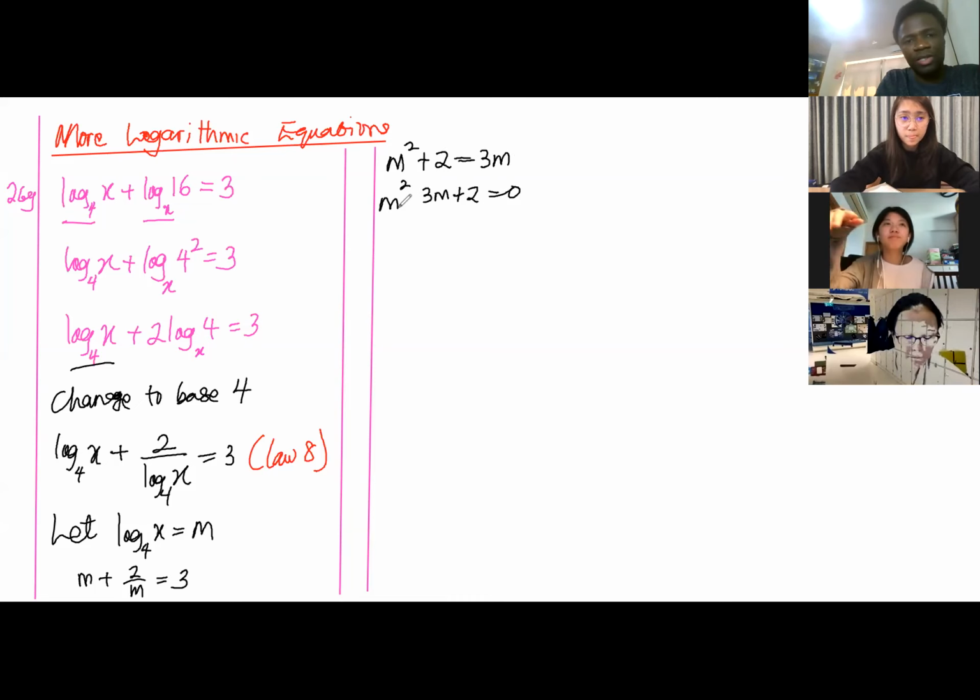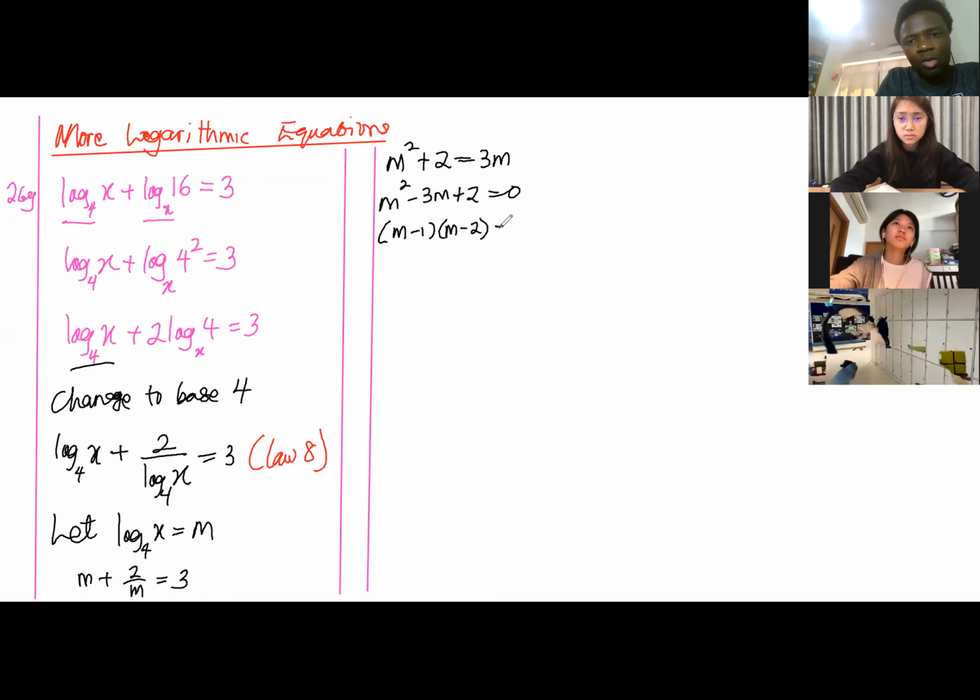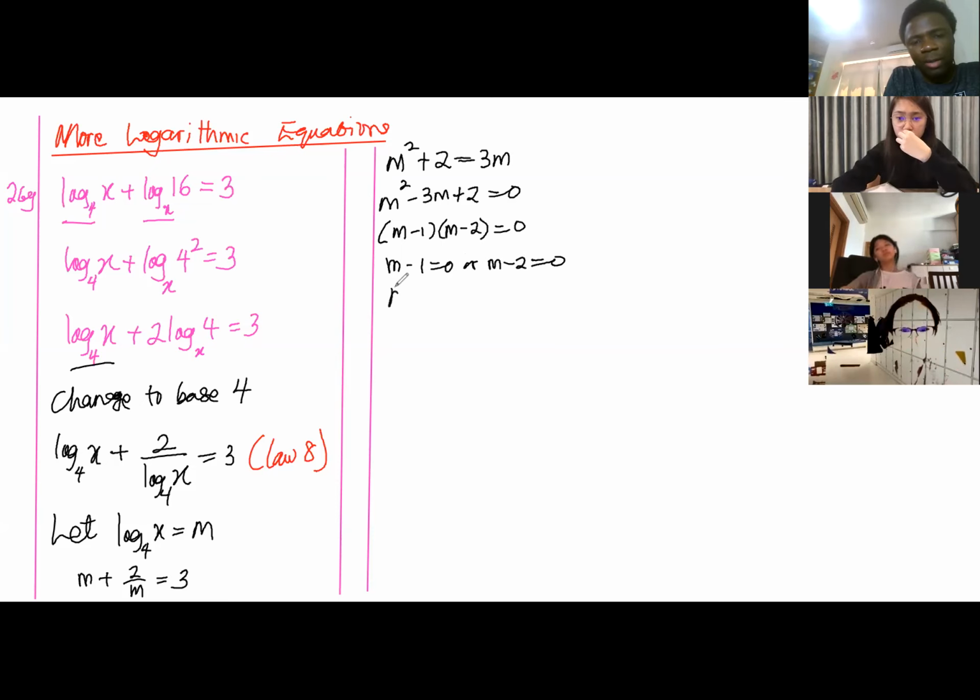So which means we have a monic equation, so it's easy to factorize. (M minus 1)(M minus 2) equals 0. So from here, either M minus 1 is equal to 0 or M minus 2 is equal to 0. So M is equal to 1 or M is equal to 2. But M is not the variable, so you come back here.